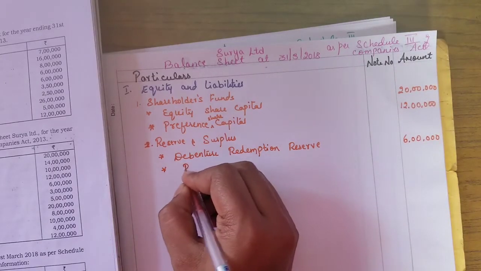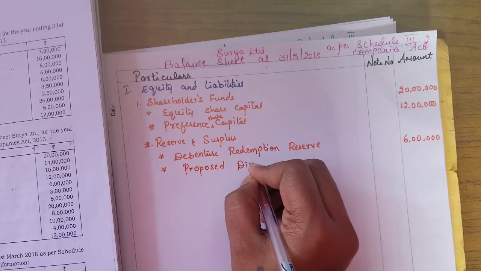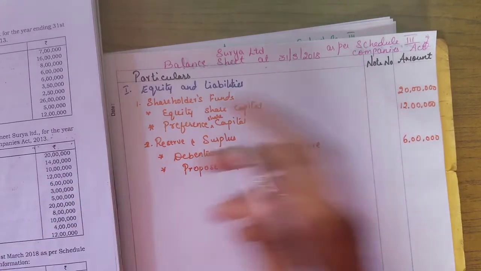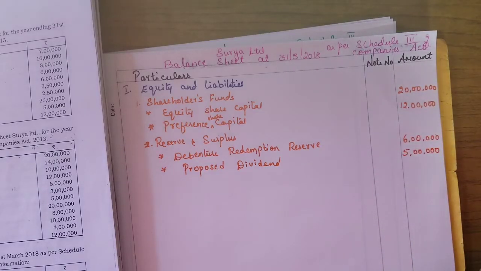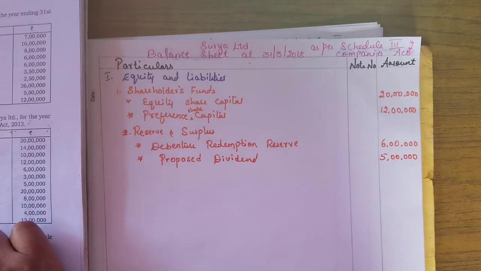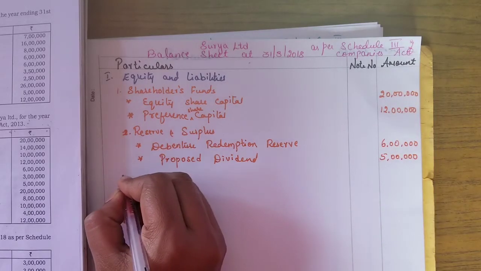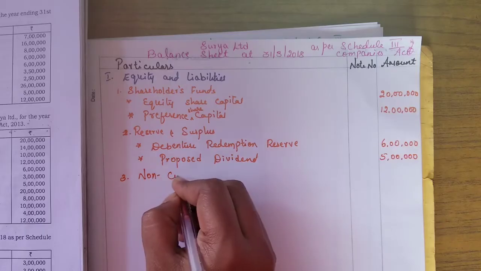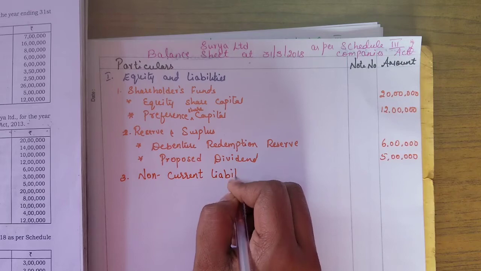Next we have proposed dividend. Okay. So proposed dividend is amounting rupees 5 lakhs. Fine. Next, any other reserves? No, there is nothing else in the reserves and surplus. Next, moving on to the next heading, non-current liabilities.